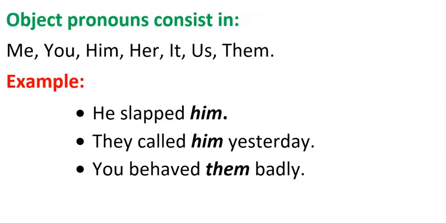Now let's see what our object pronouns consist of. There are 7 object pronouns. The first one is me, which is for I. You, which is you. Him, for which the subject is third person singular he. Her, third person singular female, which is she. It is it, us instead of we, and them instead of they. So these are all 7 object pronouns.